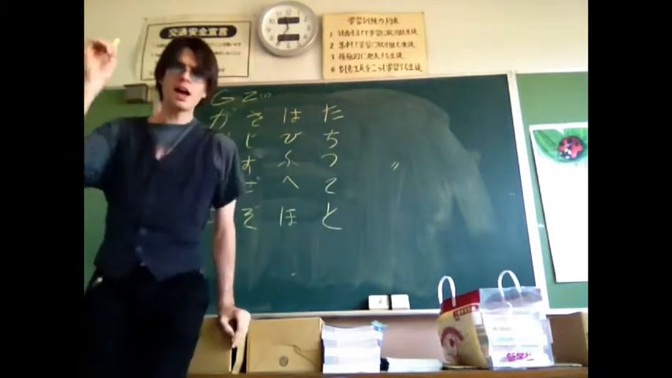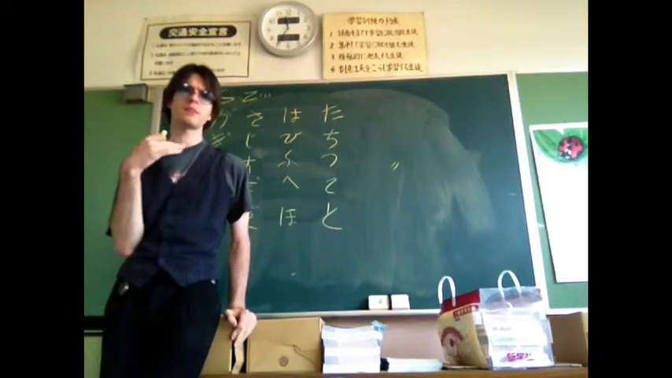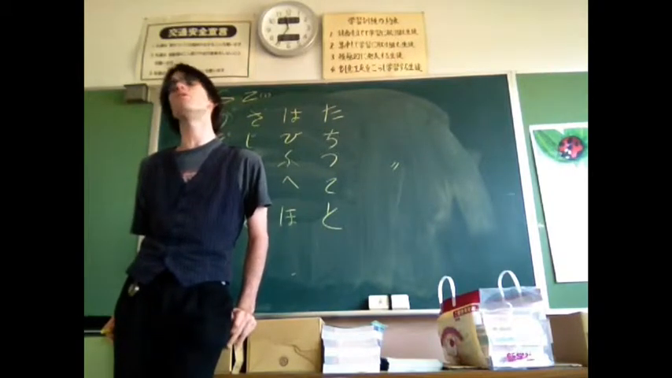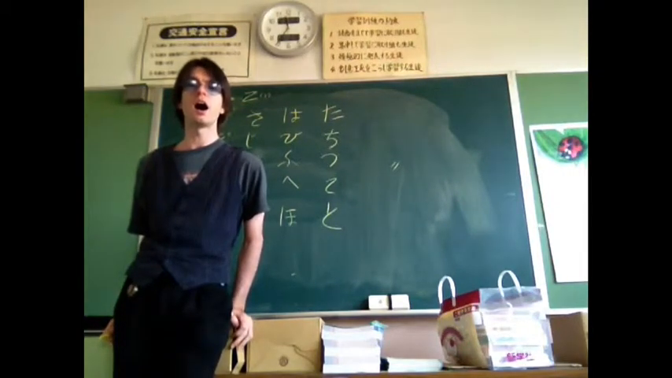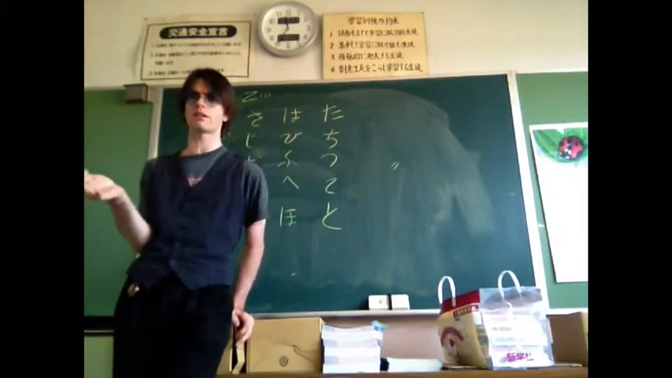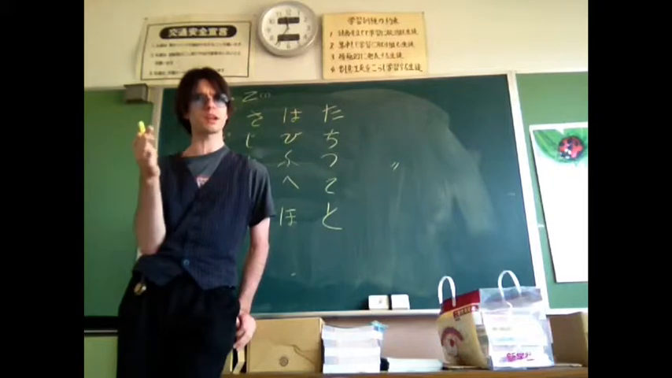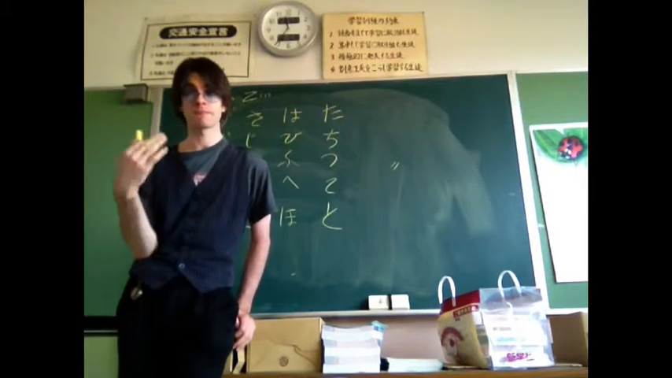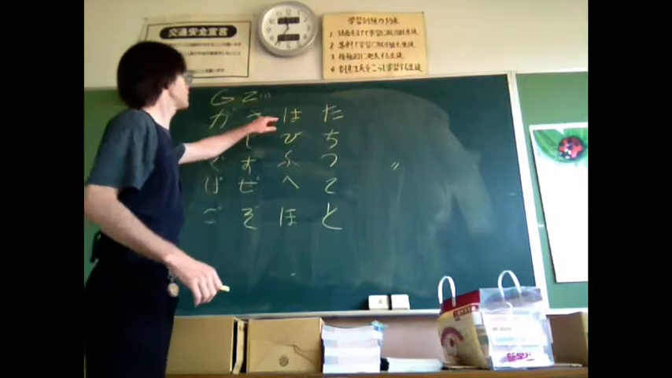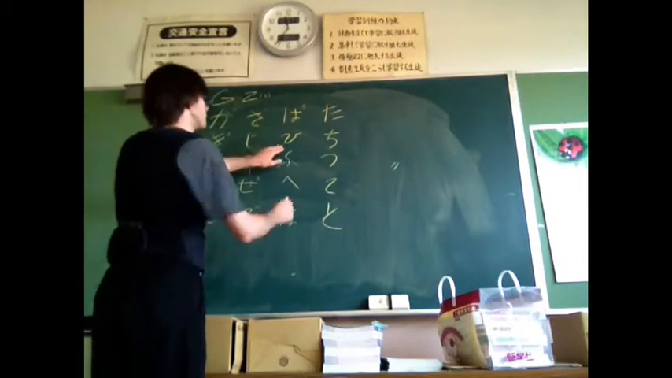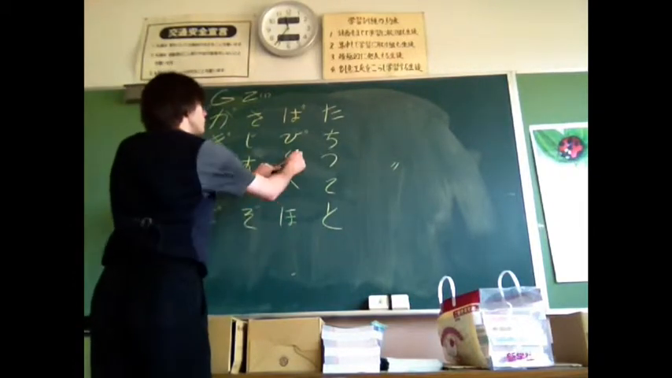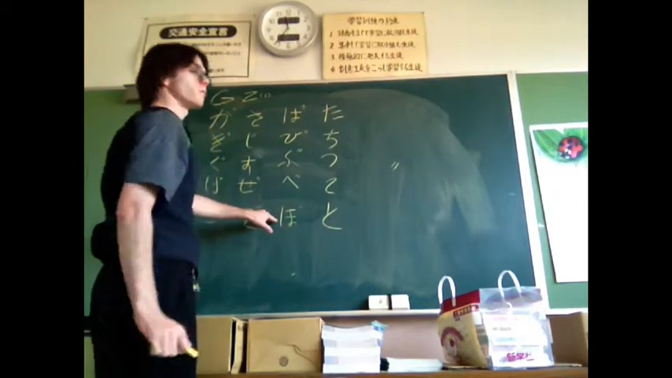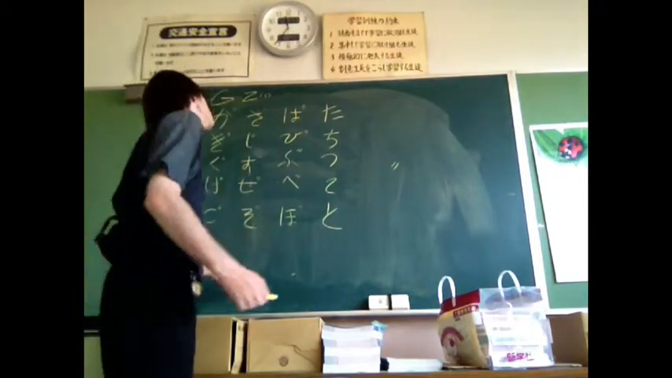Next up, let's look at ha. Ha is hard to say with a voice to it. But let's make it so that you have to force it to have a voice. Ha, ha. Ha just becomes ha, doesn't it? So we've got to have some sort of corollary to it. So how do we make it have a voice? Ha, ha, ba, ba. I don't know why they make it a B sound, but they do. So ha is ba. Hi is bi. Fu is bu. He is be. And ho is bo. Ba, bi, bu, be, bo. This is the B group.